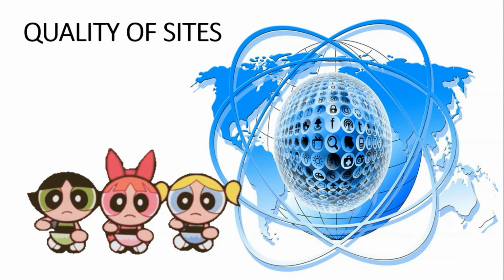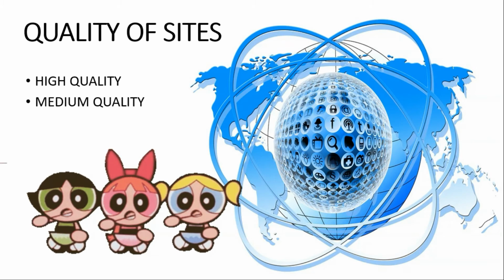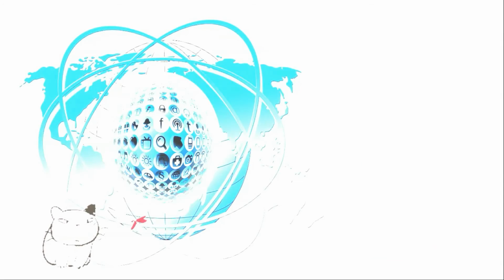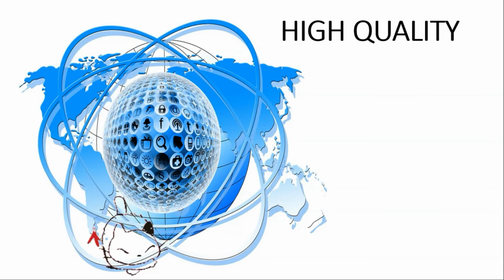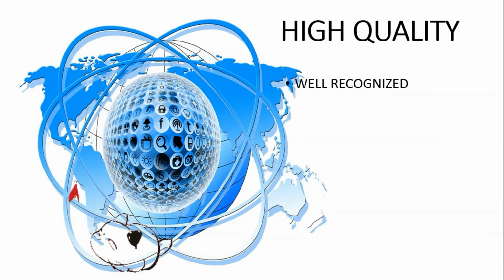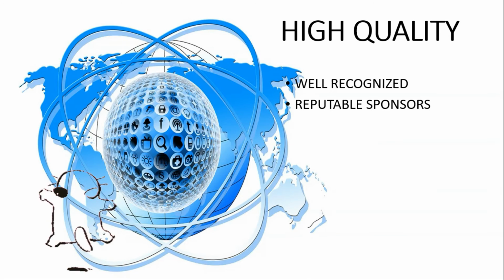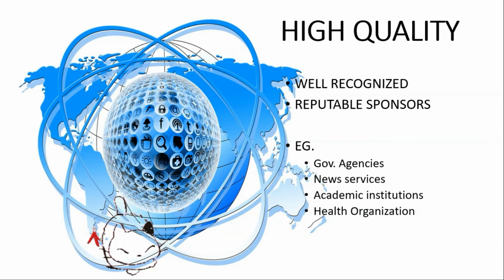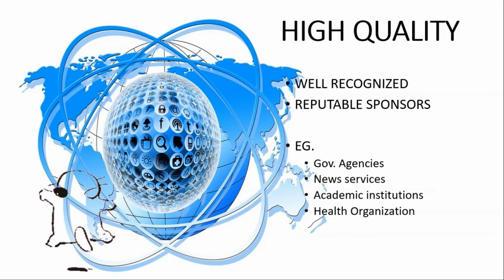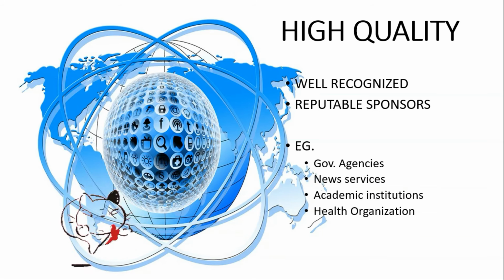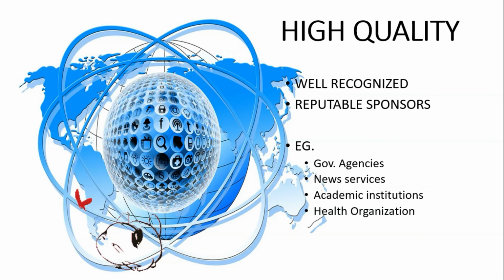So now we will proceed to our next learning outcome, which is the quality of sites. Remember, we had an activity wherein I asked you to classify the information if it is high quality, medium quality, or low quality. First, we'll be talking about high quality. High quality sites are well recognized and have reputable sponsors. Examples are the following: your government agencies, news services, academic institutions, and your health organizations. So these are all considered high quality sites.